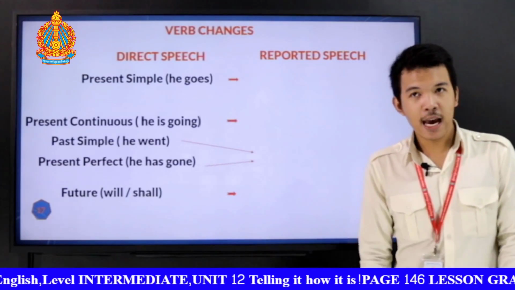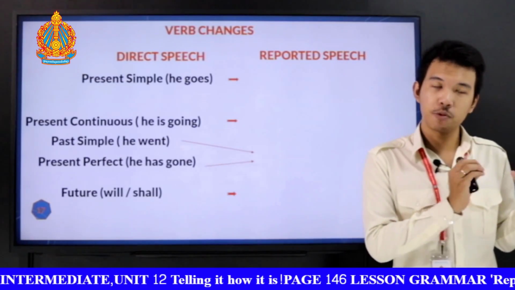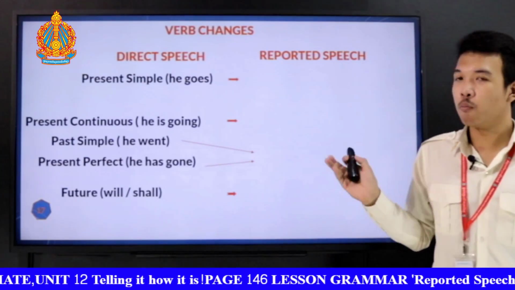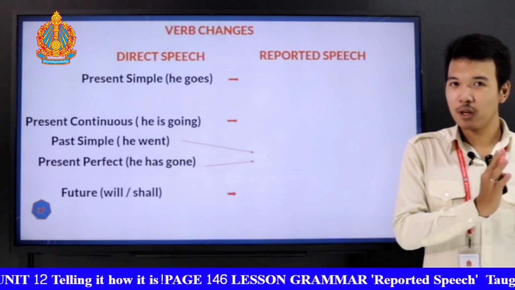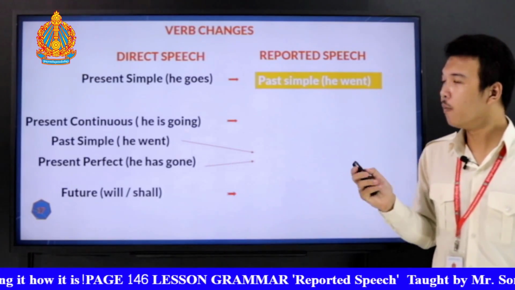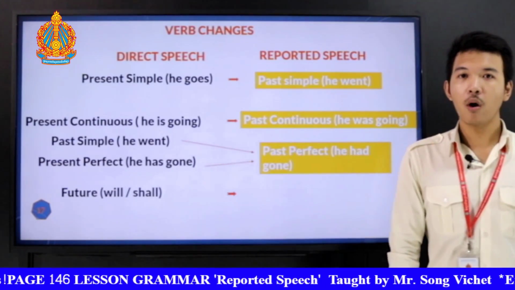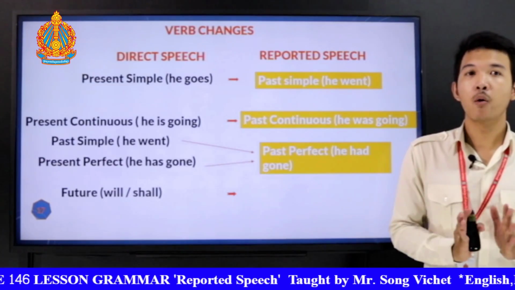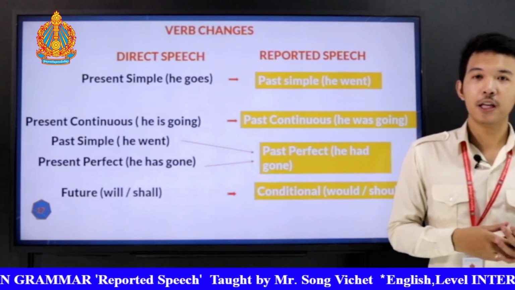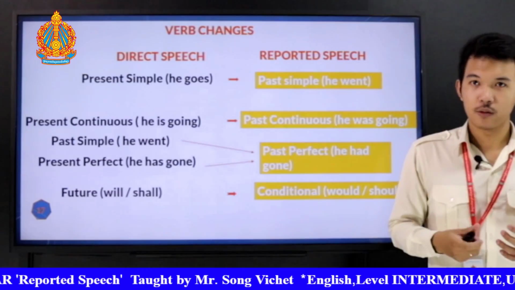Alright, so here let's see how we change the verb from the present, which means direct speech, into reported speech. Let's start from the present simple, based on the examples that we had earlier as well. From present simple we change it into past simple, and present continuous into past continuous. Past simple or present perfect, we change both tenses into past perfect, and future will or shall, we need to use in the conditional, so you may say would and should.